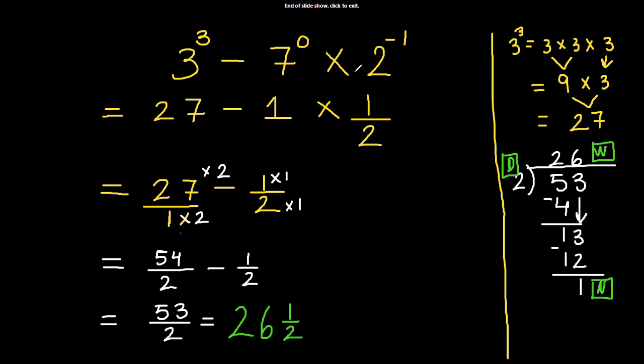But I said 3 squared minus 7 to the power of 0 times 2 over 2 to the power of -1. And I said 27 minus 1, that's 26. And then I know that 2 to the power of -1 is 1/2.